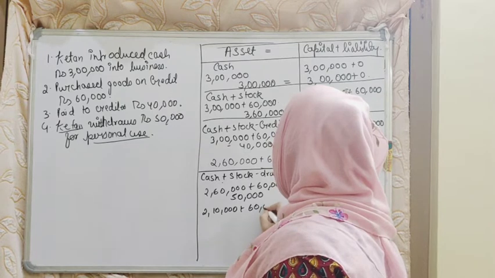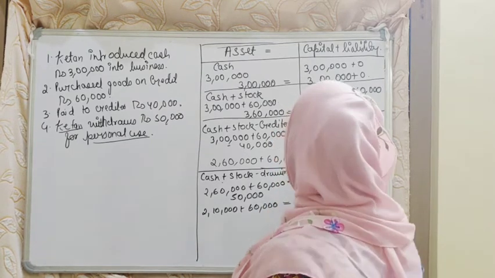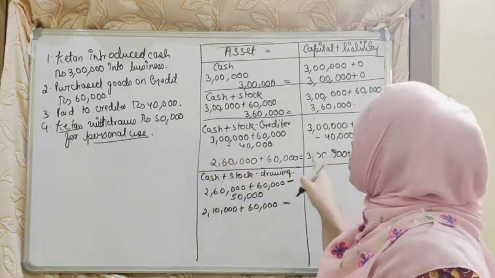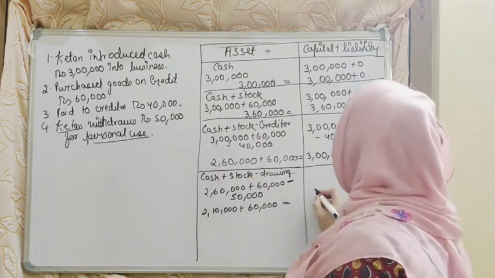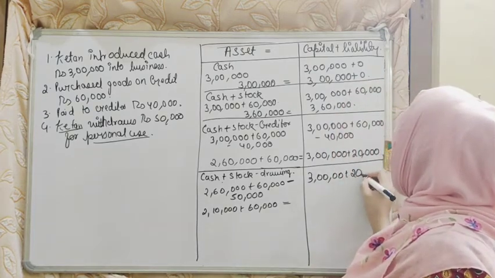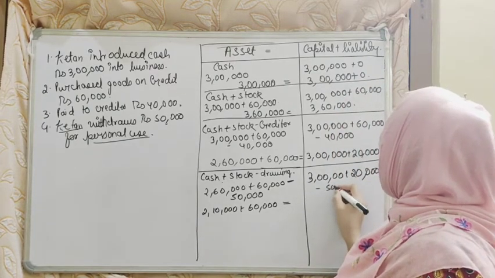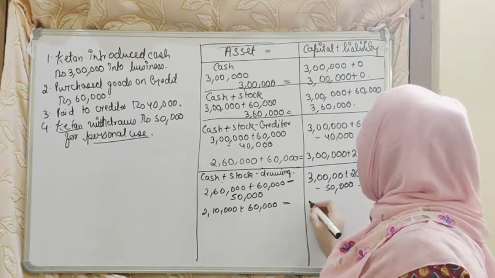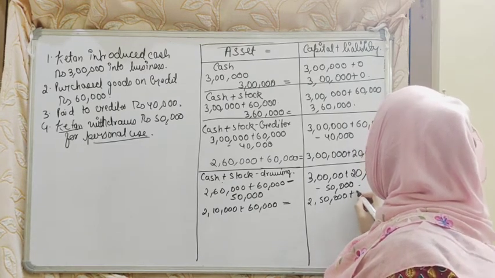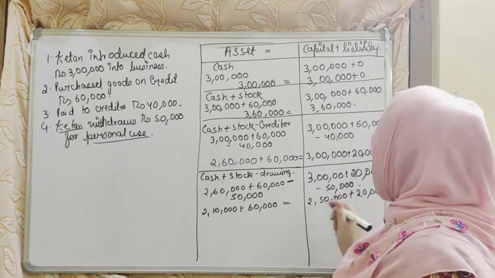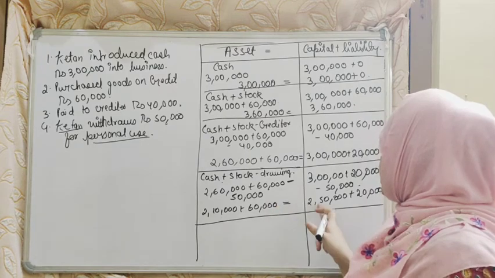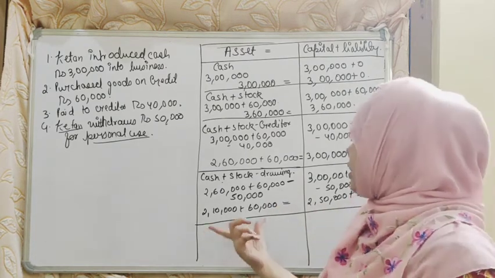plus 60,000 is equal to, on this side we will subtract the money from the capital. So 3 lakh minus 50,000. So we will get 2,50,000. 3 lakh plus 20,000 minus 50,000. So we will get the amount as 2,50,000 plus 20,000. This is the accounting equation. 2,10,000 plus 60,000 and 2,50,000 plus 20,000. This is the final accounting equation.